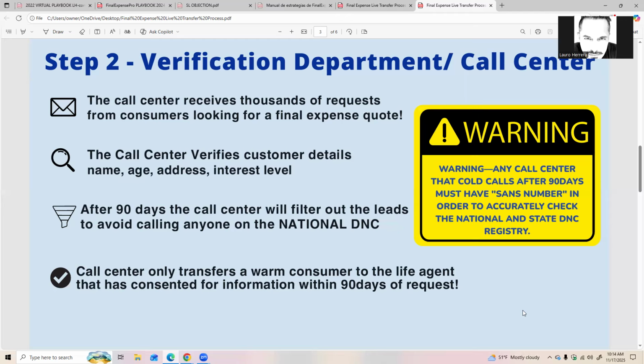So now imagine if you have people that you don't personally know. You don't know where they're operating from. And they are cold calling on your behalf, representing you and your agency, soliciting people for final expense. So where's the risk, Luis? Where do you see the risk?